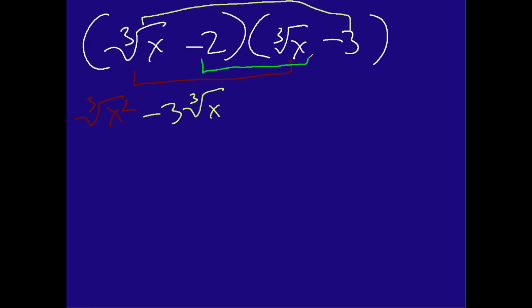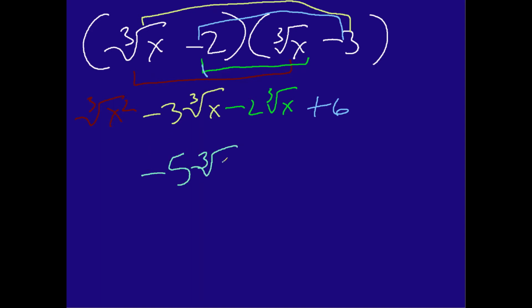Do another one. Minus 2 times the cube root of x, so I'm going to get minus 2 here times the cube root of x. And then our last guy that we have to deal with here is going to be minus 2 times minus 3, that's going to be plus 6. So all we got to do now is deal with the like terms. So minus 3, take away minus 2, that's going to be very simple here. It's going to be minus 5 times the cube root of x.